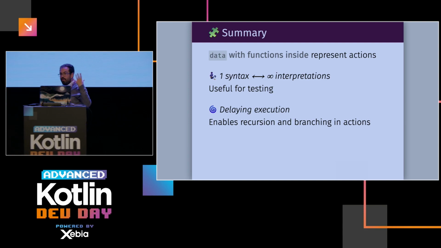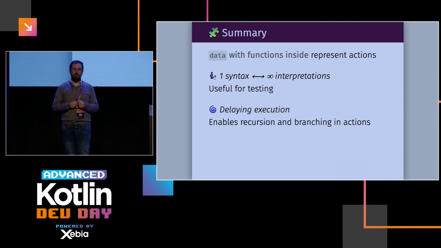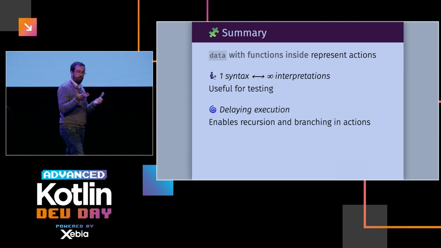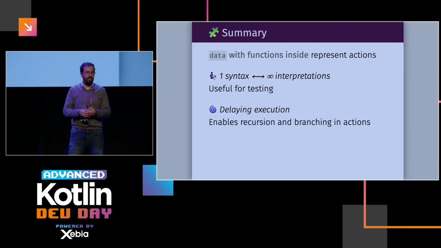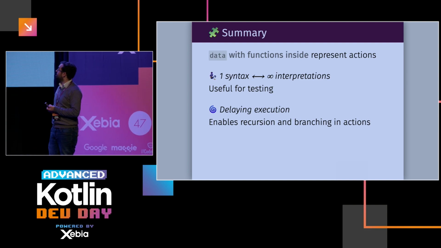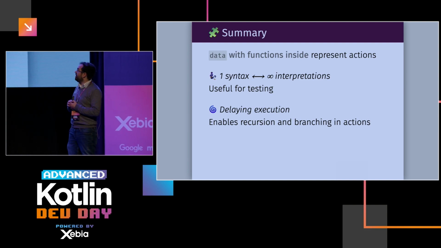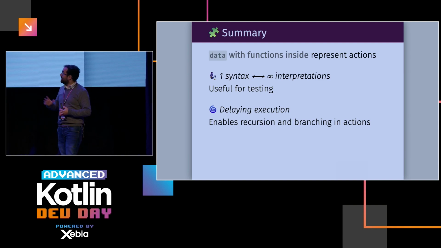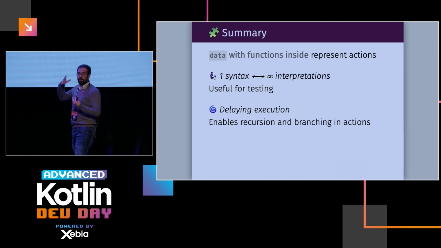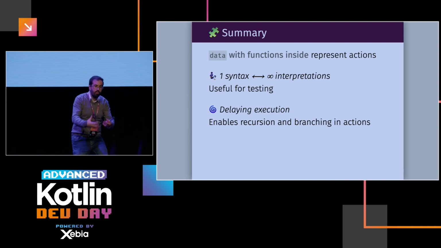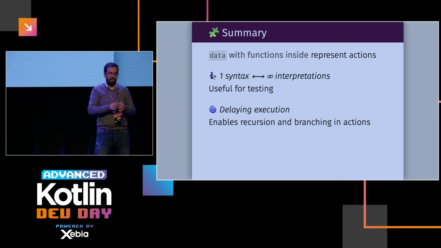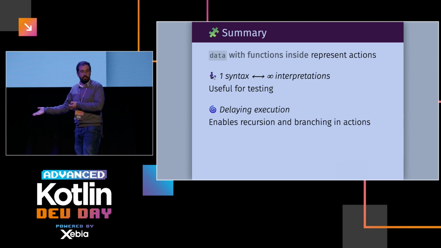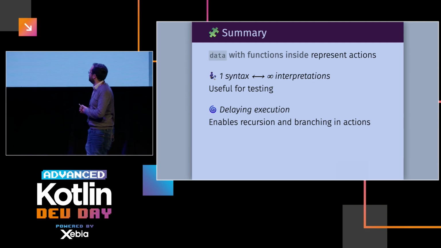Anyway, that's a bit of the summary. Data with functions inside allow us to represent actions. We've seen that you can have one single data type to represent this, what we call the syntax, but actually have different functions operating on this, which are the interpretations. And the other important thing is sometimes we need to delay execution, otherwise we get a stack overflow, but this actually opens the door to using recursion, to using branching from within Kotlin, so we don't have to introduce this in our language. We don't have conditionals in our language, yet we can do conditions in our language because we have if heads, if tails.